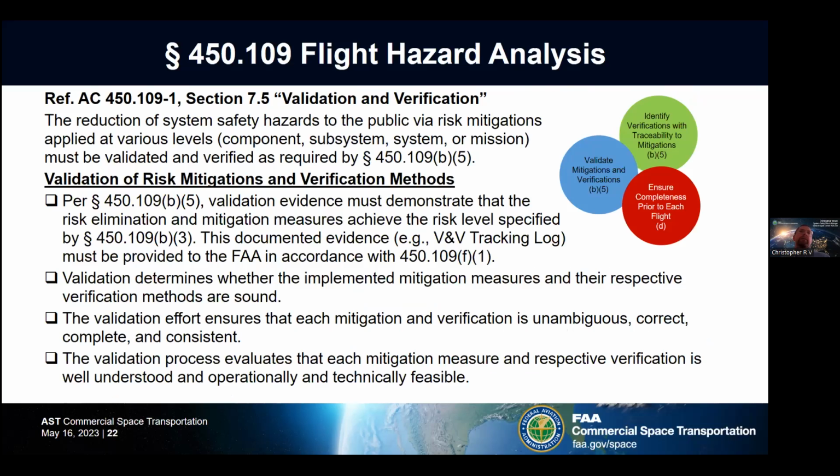7.5 of the AC further discusses validation and verification. The reduction of system safety hazards to the public via the risk mitigations at the appropriate various levels must be validated and verified. Validation evidence must demonstrate that the risk elimination and mitigation measures achieve the risk level of 109B3, and the evidence must be provided to the FAA in accordance with 109F1.